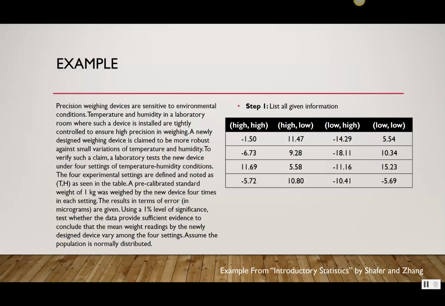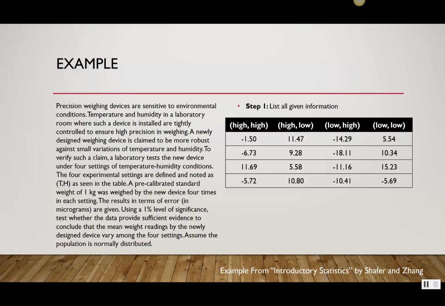So if we look at the table, I can see we have high and high for our first sample, so high temperature, high humidity. The second sample, high, low, so that's high temperature, low humidity, and so on. A pre-calibrated standard weight of 1 kilogram was weighed by the new device 4 times in each setting. The results in terms of error in micrograms are given. Using a 1% level of significance, test whether the data provide sufficient evidence to conclude that the mean weight readings by the newly designed device vary among the 4 settings. Assume the population is normally distributed.